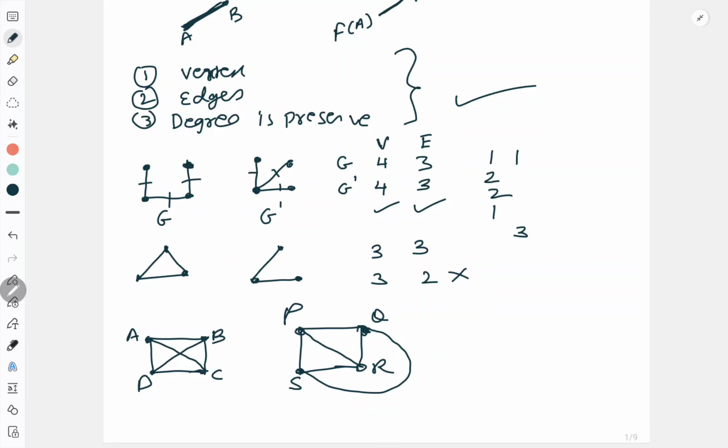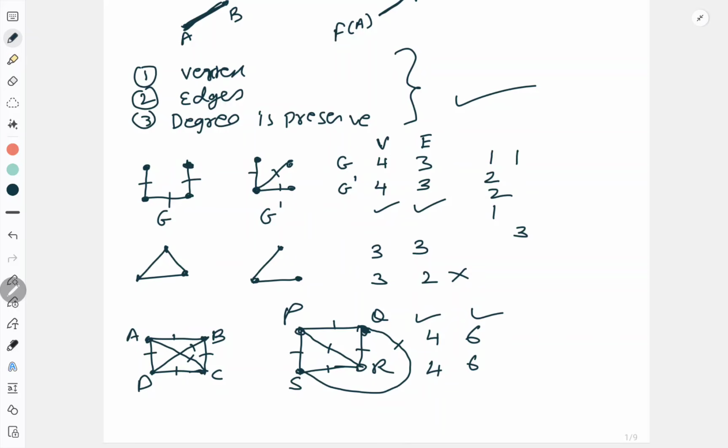Again the same concept. How many vertices are there? 4 vertices. How many vertices are here? 4 vertices. So the vertex issue is sorted. Number of edges: 1, 2, 3, 4, 5, 6. Okay, so 6. Now here 1, 2, 3, 4, 5, 6. 6. This is also sorted.